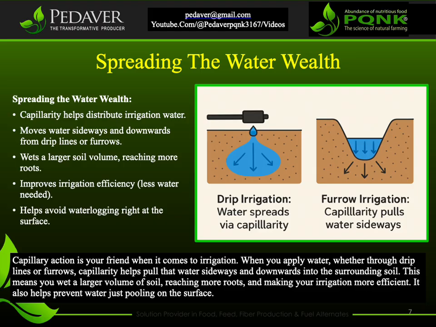Capillary action is your friend when it comes to irrigation. When you apply water, whether through drip lines or furrows, capillarity helps pull that water sideways and downwards into the surrounding soil. This means you wet a larger volume of soil, reaching more roots, and making your irrigation more efficient. It also helps prevent water just pooling on the surface.